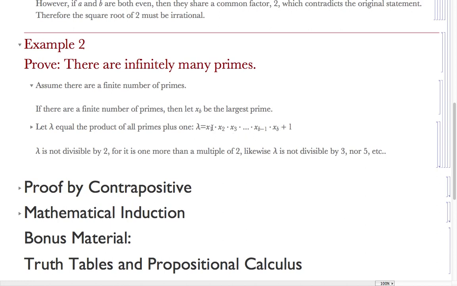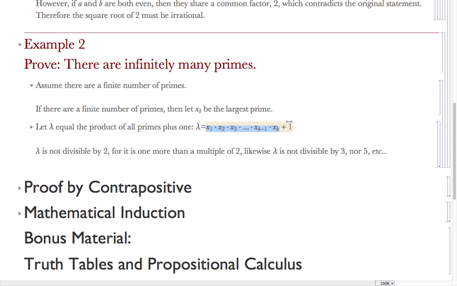So we're going to let the set x here be the set of primes. So x sub 1 is the first prime, which is 2. X sub 2 is the second prime, which is 3. X sub 3 is the third prime, which is 5. All the way up to the final prime, the largest prime, x sub b. And we're going to take that product and we're going to add 1 to it. Think about lambda for a minute. Lambda can't be divisible by 2. Why? Because this product is a multiple of 2, and we've added 1 to that product.